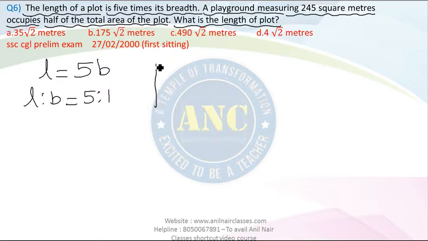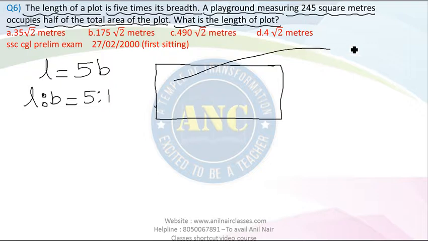See here, sir. There is a rectangular plot. How can you say that it is a rectangular plot? Because length and breadth are not equal. Therefore, it is not a square, it is a rectangle. Can I say that this is the total rectangular plot? The question says a playground measuring 245 square meters, and a playground occupies half of the total area of the plot.